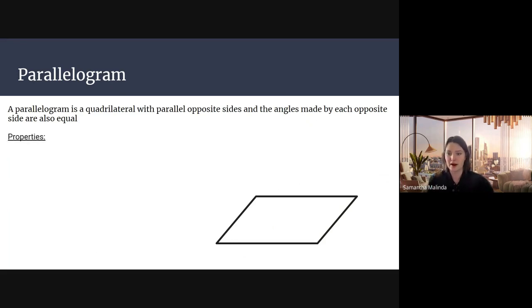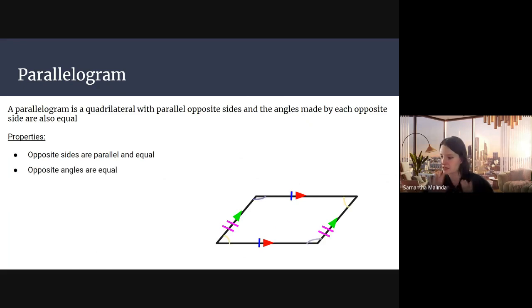So let's talk about our properties. Opposite sides are parallel and equal. They are shown on the picture by the arrows and the straight lines, and by color. Opposite angles are equal. Those are shown also on the picture. Everything's going to be shown on the picture. So again, those opposite angles are equal. The sum of 2 consecutive angles is 180.